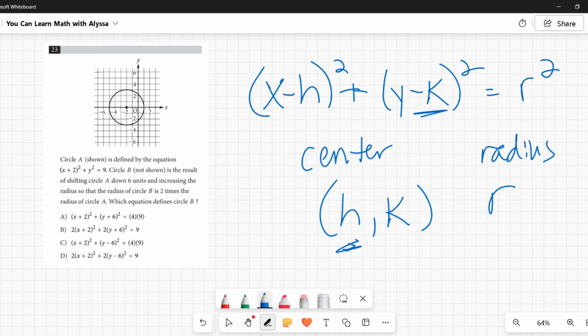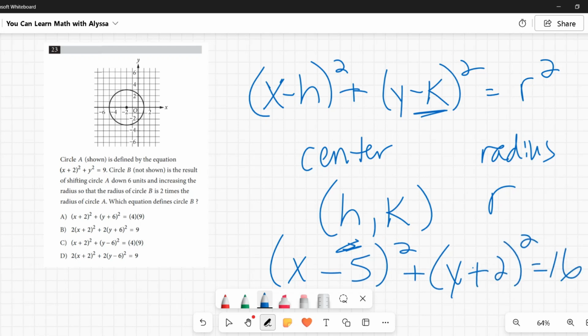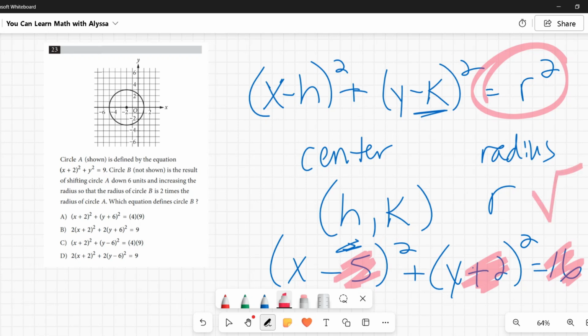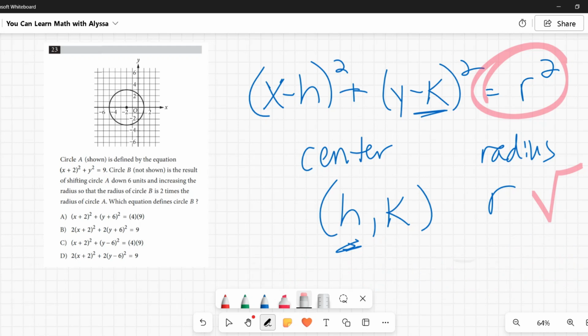And that's it. So if you get a fancy equation like (x − 5)² + (y + 2)² = 16, you're going to look at it and know this is an equation for a circle with a center of (5, −2), and a radius, since this is r squared, I need to take the square root, a radius of 4. All circles follow this pattern.